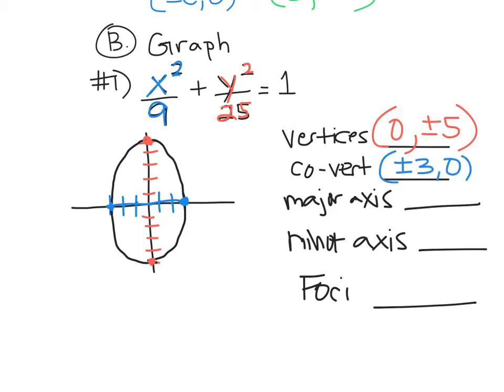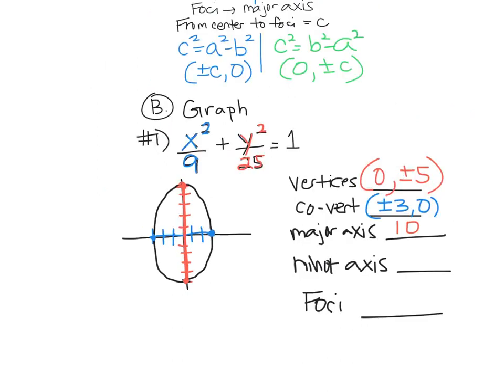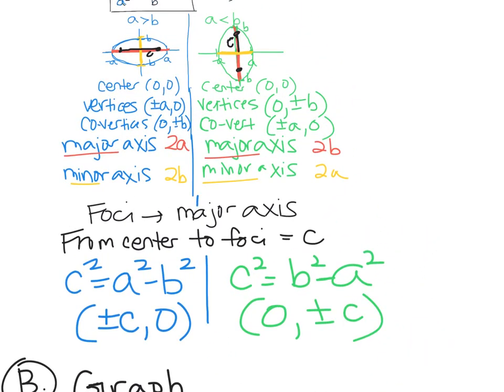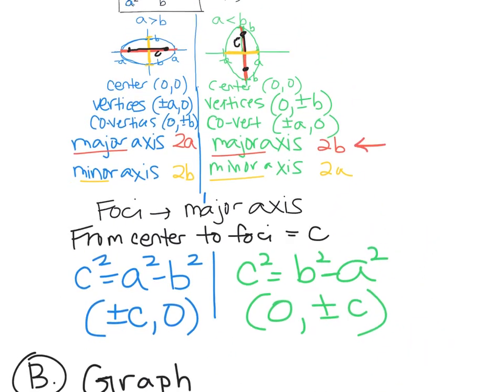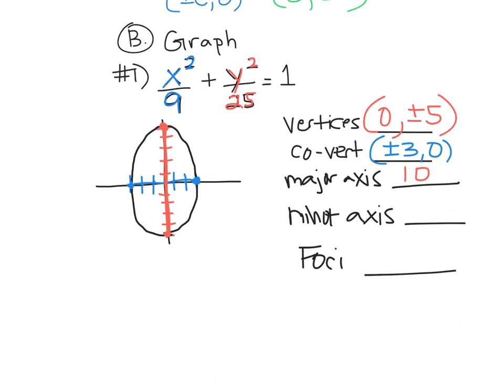Okay? Now, the major axis length is going to be the length of the longest side. And so this length is 5 here and 5 there, which makes a total of 10. And you know, I gave you that formula, like the major axis length is 2b. You don't have to memorize that. Just look at your graph and go, okay, how long is that? Oh, it's 10. And then the minor axis length is across this way. 3 plus 3 is 6.